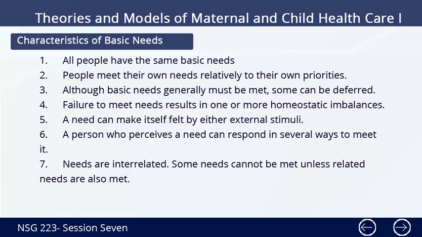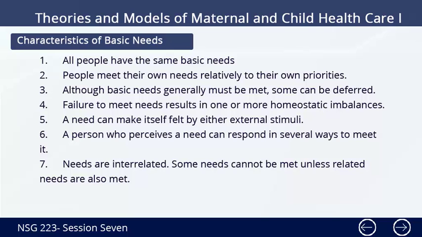2. People meet their own needs relatively to their own priorities. E.g., a mother may feed her baby before feeding herself. 3. Although basic needs generally must be met, some can be deferred. An example is the need to finish one's education before marriage. 4. Failure to meet needs results in one or more homeostatic imbalances, which can eventually result in illness.